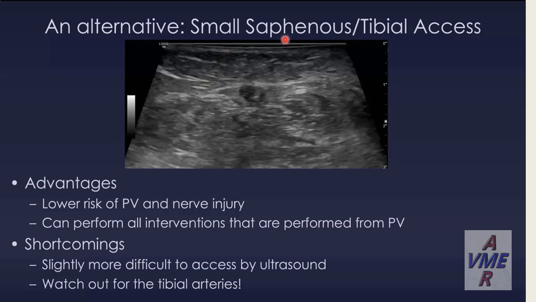So, small saphenous vein and tibial access. Tibial veins as access have the advantage of low risk of popliteal vein and nerve injury. It can perform all interventions that are performed from the popliteal vein. Disadvantage: slightly more difficult to access by ultrasound, being small in size. Watch out for tibial arteries.